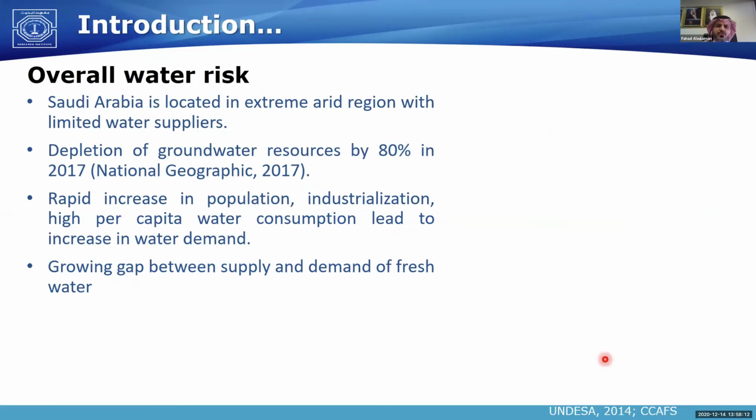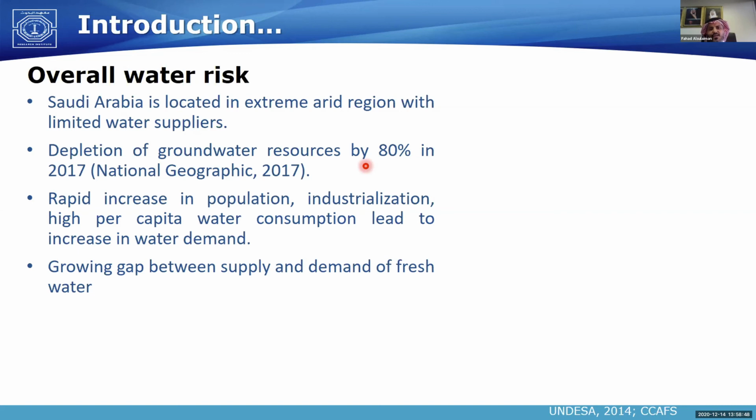If we just focus down to Saudi Arabia, first of all, Saudi Arabia and many other countries in the MENA region and other big countries in addition are located in an extremely arid region with limited water supplies. And indeed, we lost a good amount of groundwater resources, especially the ones close to the ground level. And we are moving toward future plans, especially like Vision 2030.